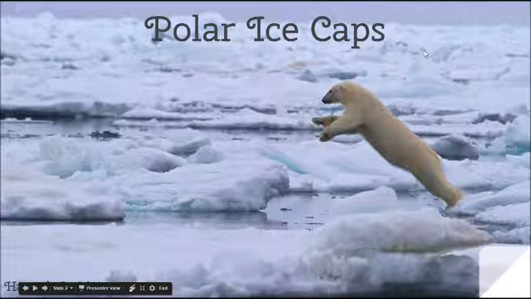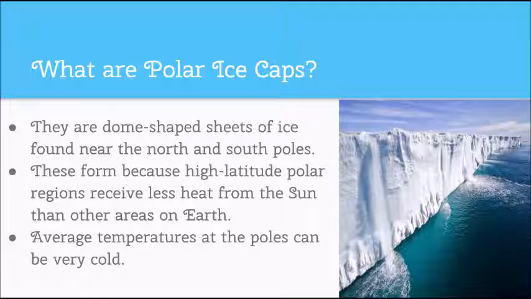I did my project on the polar ice caps. Polar ice caps are dome-shaped sheets of ice found near the North and South Poles. This is where all the colder animals are found and where global warming is said to be taking place. These form because high-latitude polar regions receive less heat from the sun than other areas of Earth. So these basically form because of their position on the Earth and how far they are away from the sun.